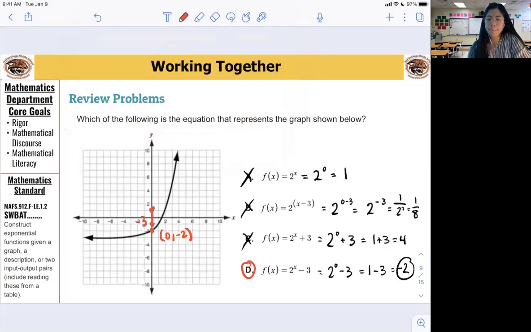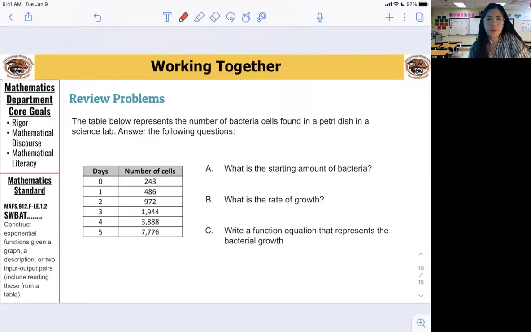Okay. Breezing right along. I want to get to as many as possible. We have 15 minutes left. Okay, back to tables. The table below represents the number of bacteria cells found in a petri dish in a science lab. Answer the following questions. So let's take a look at our table. We are looking at the number of days and the number of cells. So the first one should be pretty easy. What is the starting amount of bacteria?